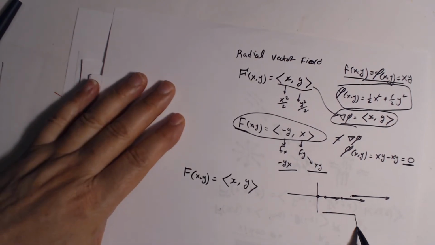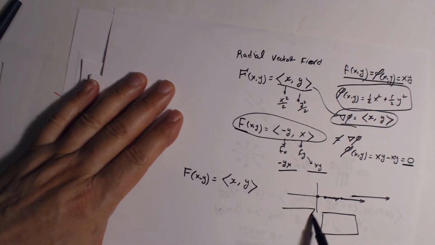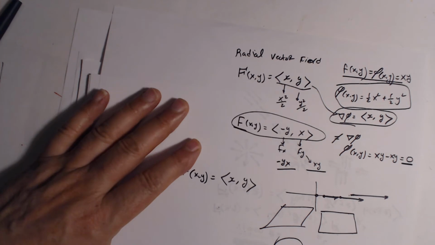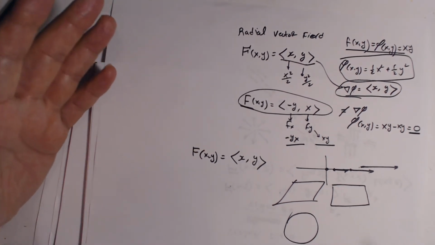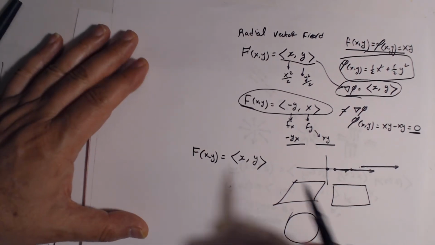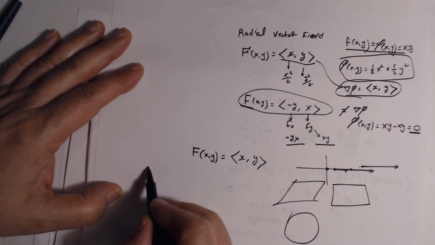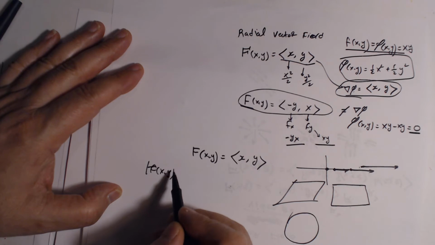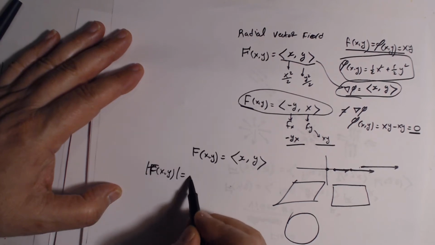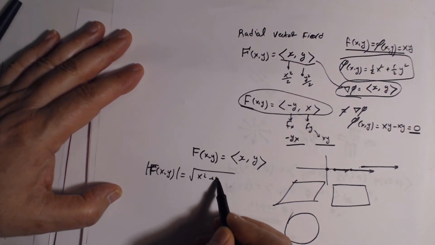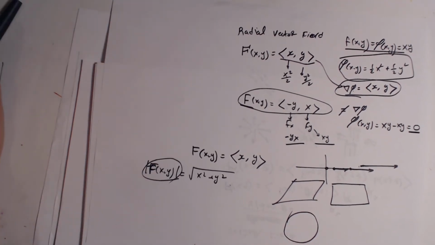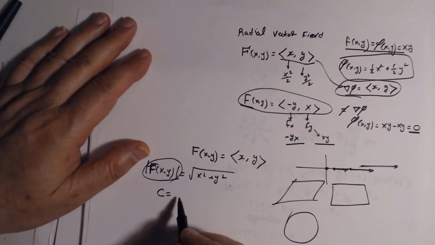Maybe your field looks like this. Maybe your field looks like this. Maybe your field is like this. First, you have to find out how your field looks. And how do you find your field? You find the magnitude of your vector field, and that magnitude should be a number, a scalar number. I'll call it C.